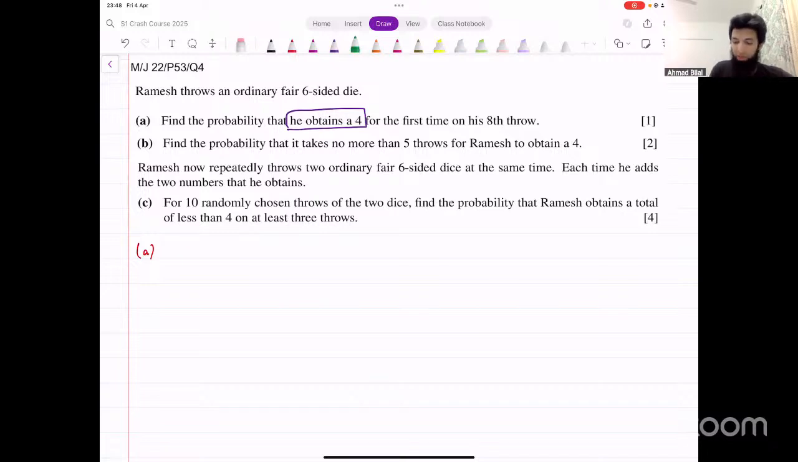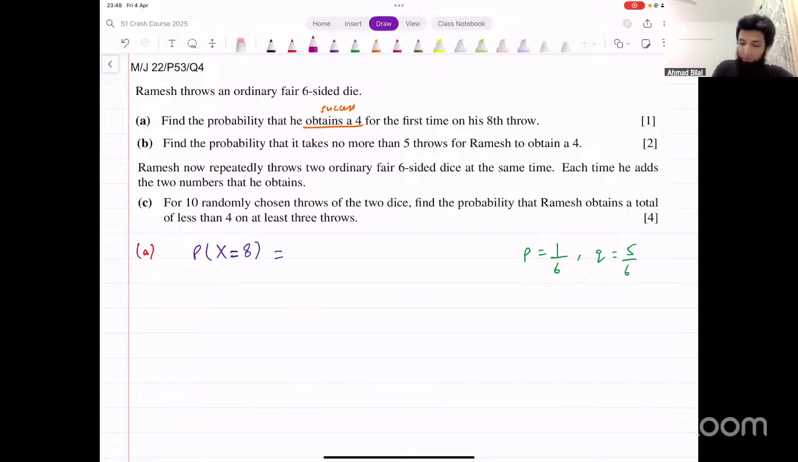What's the probability of success? Probability that you get a 4 on any one throw. There are 6 possible outcomes. 4 is one of those outcomes. Probability of success would be 1/6. And then probability of failure, that's 5/6. We are looking for the probability of getting our first success on the 8th throw. This is the criteria for success. We want the first success on the 8th outcome.